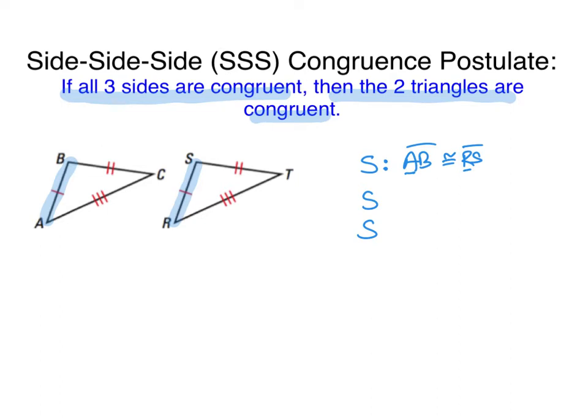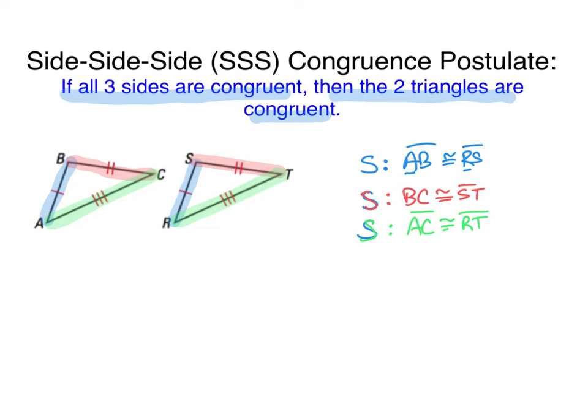All right, and then if I went to the next one, if I did BC and ST, notice those are exactly the same. So in this case, for side, I would say BC is congruent to ST. And then we check the last one. Now you could do CA, which would be TR, or you could do AC, which would be RT. Either one of those, this last side, we would say AC is congruent to RT.